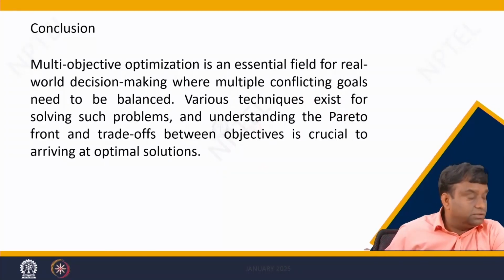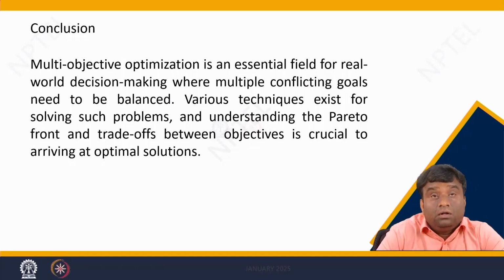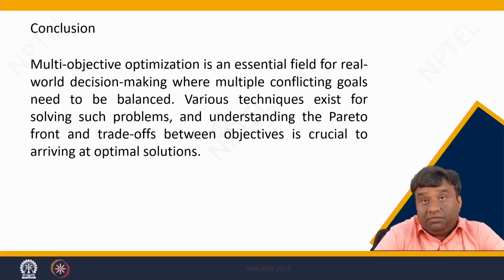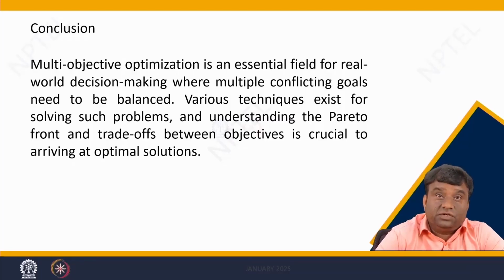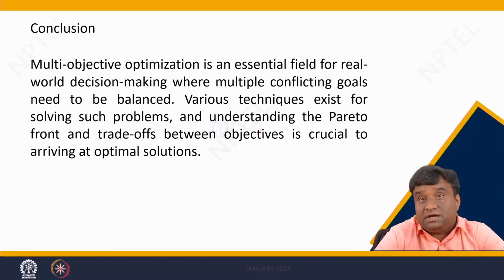Now conclusion. Multi-objective optimization is an essential field for real-world decision making where multiple conflicting goals need to be balanced. Various techniques exist for solving such problems, and understanding the Pareto front and trade-off between the objectives is crucial to arriving at an optimal solution.